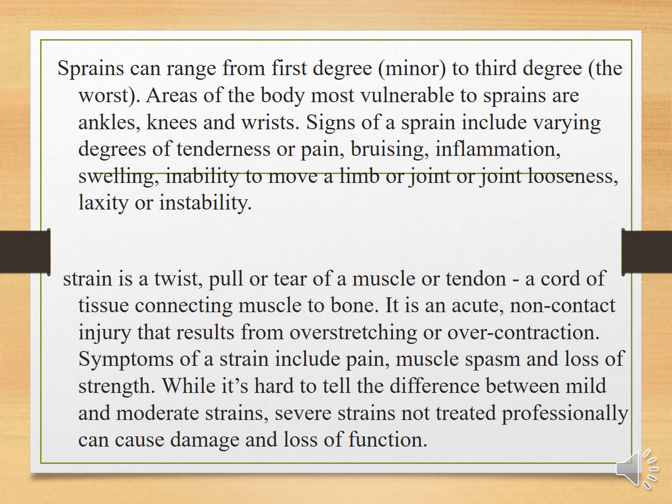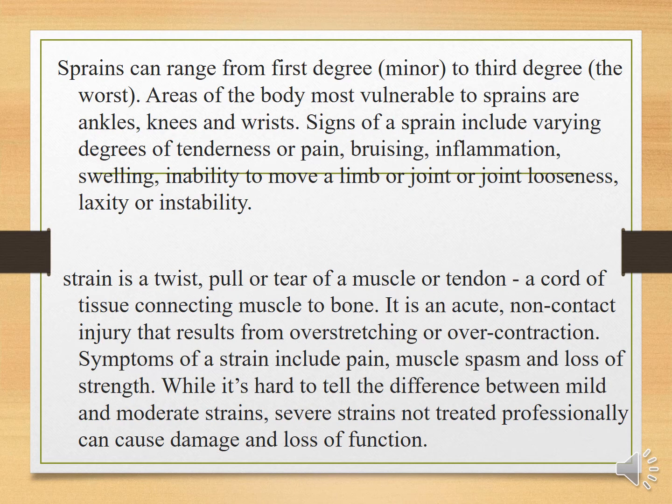Sprains can range from first degree or minor to third degree, the worst. Areas of the body most vulnerable to sprains are ankles, knees, and wrists. Signs of a sprain include varying degrees of tenderness or pain, bruising, inflammation, swelling, inability to move a limb or joint, looseness, laxity, or instability.